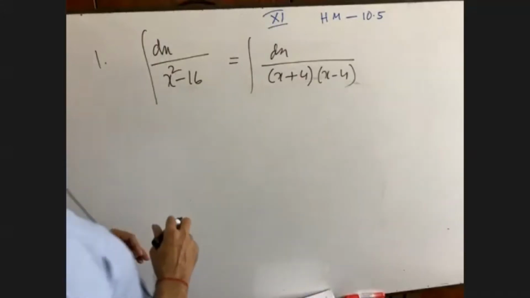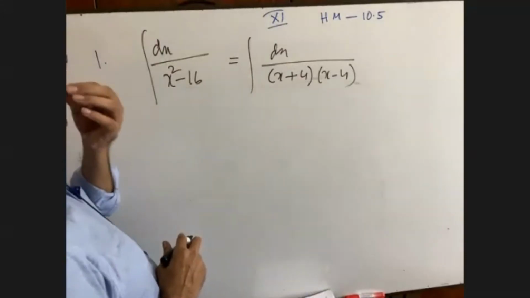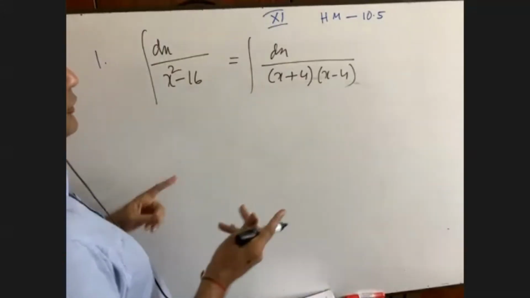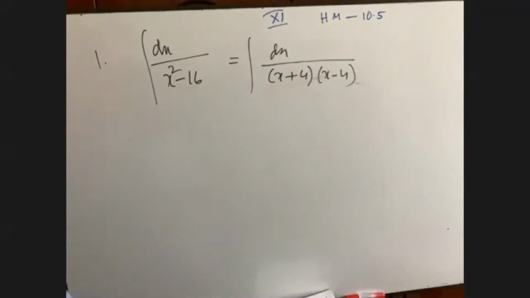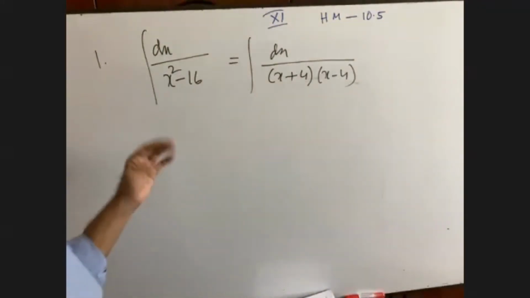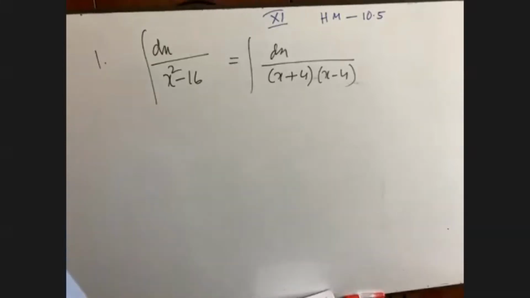Sir, can't we do this with the formula for dx by x square minus a square? We can do it. Okay, you are absolutely right. But I am going to do this math with the help of partial fractions.